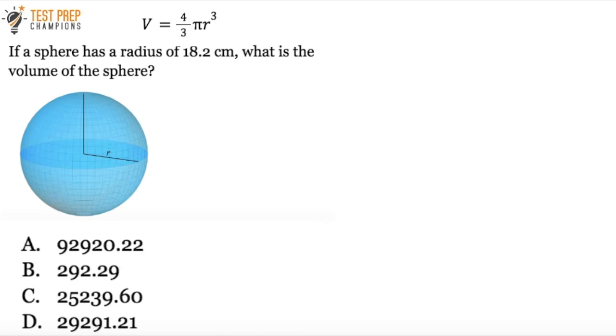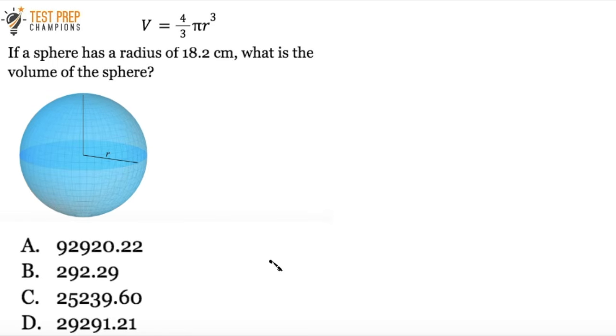If a sphere has a radius of 18.2 centimeters, what is the volume of the sphere? And just to save you some time, I put the formula for the volume of a sphere right here. On your test, you'll have to go to your formula sheet and pick out this formula, but I just put it here to save you some time for now, since we're just practicing. I want you to calculate this and tell me, is it A, B, C, or D? So now's your chance to pause the video if you'd like to, try this out, and when you're ready, we'll go over the answer.